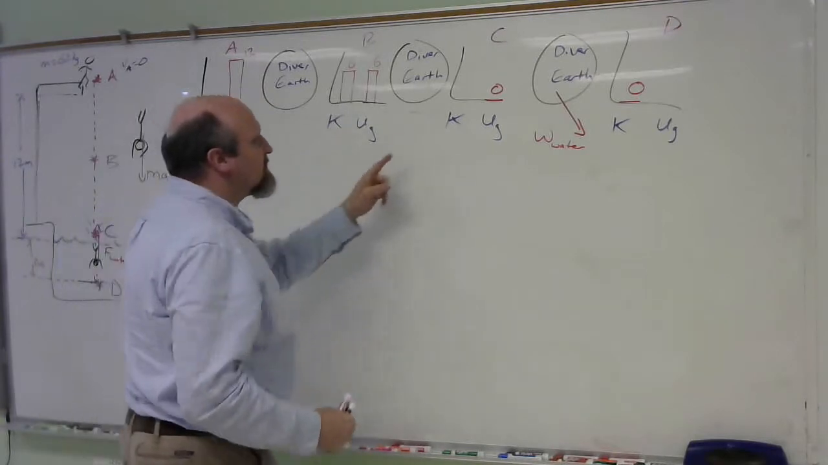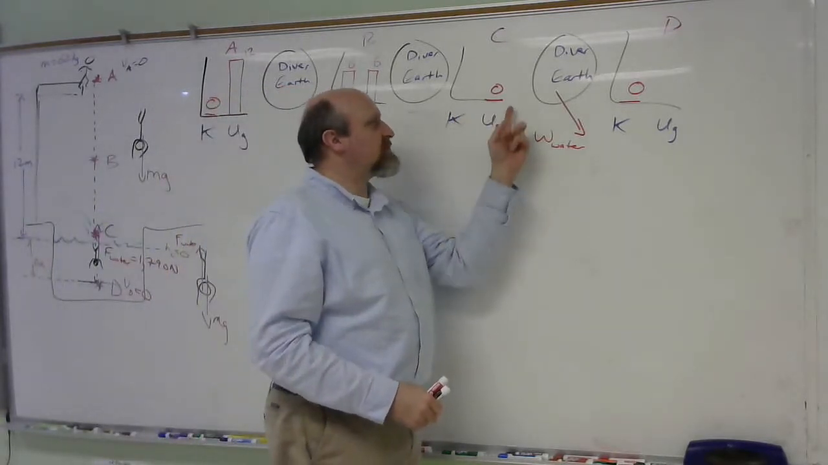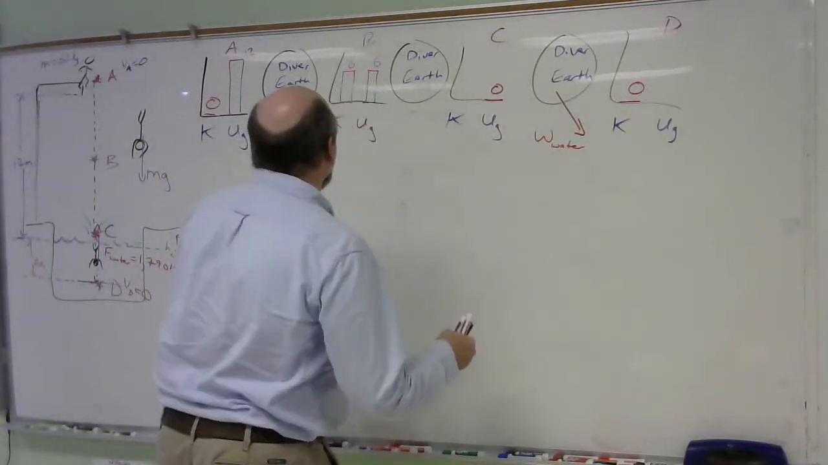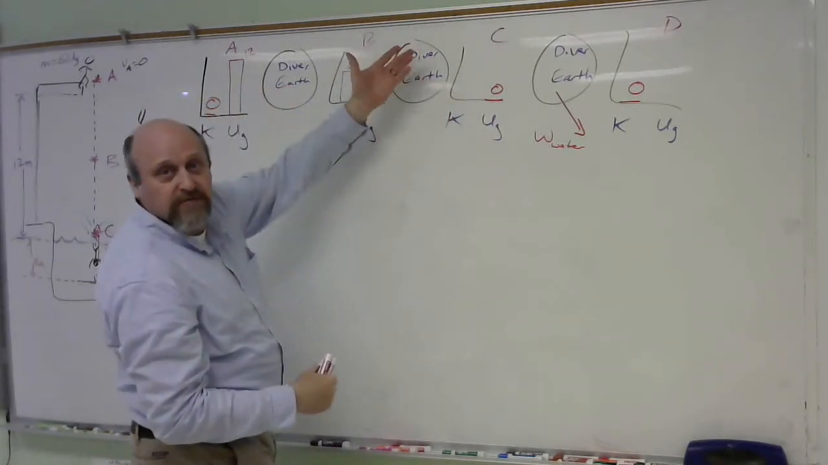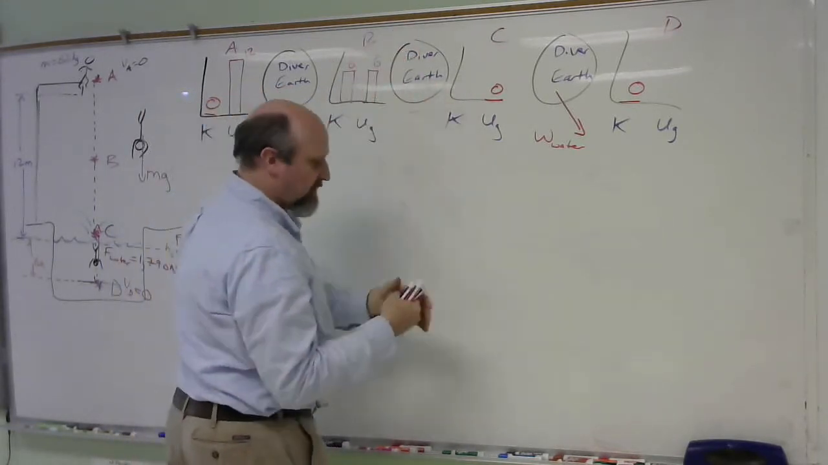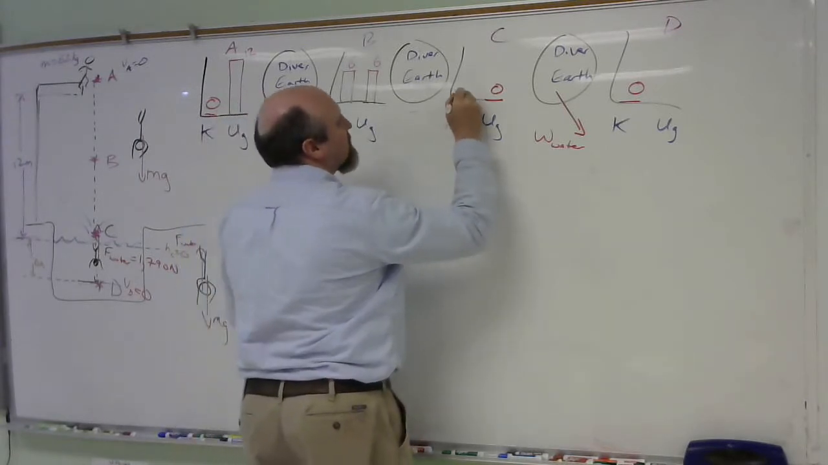Okay, when I get to C, all the potential energy is now 0. We're at that reference height. Again, from B to C, there was no energy transferred in or out. So the total energy still has to be 12. It must all be in kinetic.